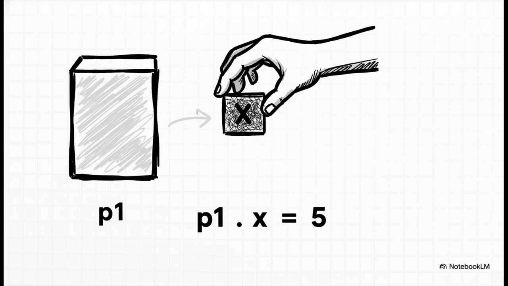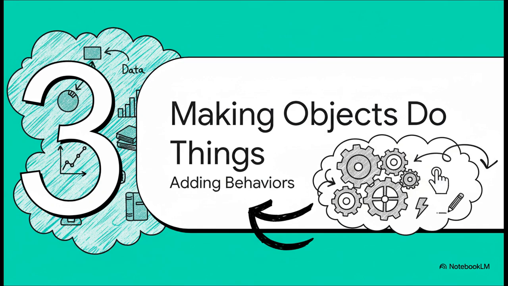That's it. When we write p1.x = 5, we're basically creating a new variable named x that lives inside our p1 object, and we're giving it the value 5. We do the exact same thing for y. And just like that, our object now has a state. It knows something about itself. Great. Our objects can hold data.